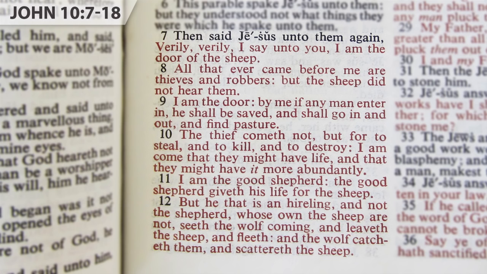But notice the contrast that Christ is making. He said, I am the good shepherd. The good shepherd giveth his life for the sheep. And he's making a contrast, and by stating that there's a good shepherd, there is a statement and the understanding, and he also gives examples, that there are evil shepherds too. There are bad shepherds who do not have the best intentions for the sheep.